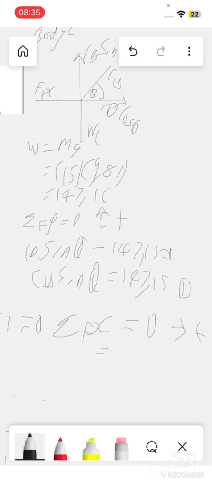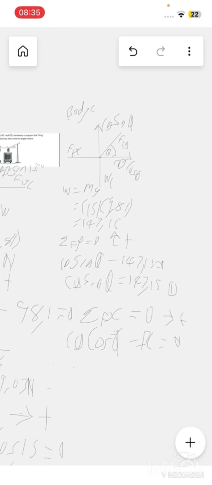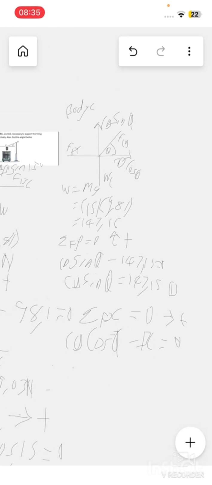This is CD cos theta and BC. Therefore, we're going to have CD cos theta minus BC is equal to 0. It's equal to 0, guys. Therefore, what do we have?